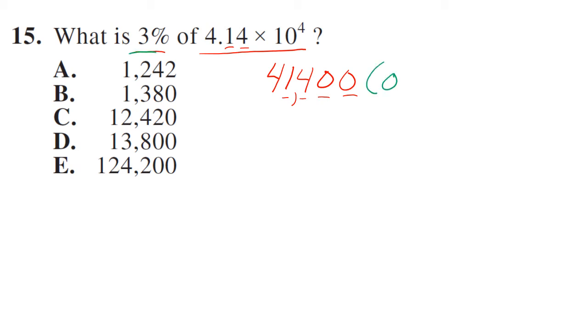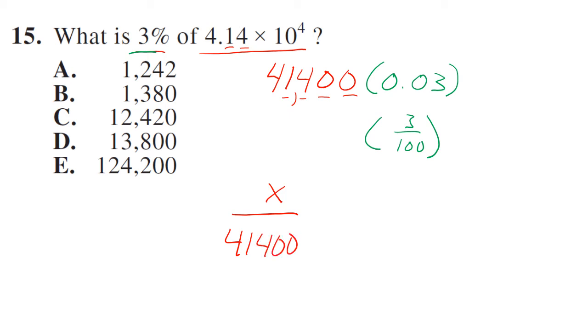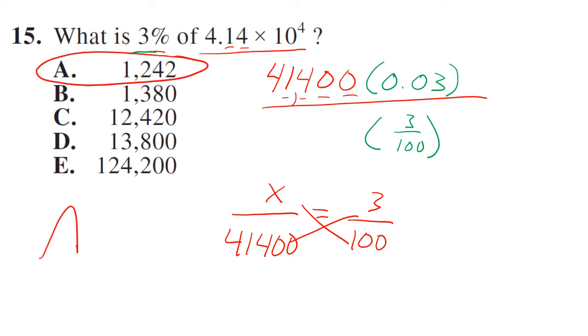So times 0.03. Be sure you're doing 3%. You could say instead times 3 over 100, or you could set this up as a proportion: x out of 41,400 equals 3 over 100, and cross multiply. Whichever makes more sense to you is how you should do it. And you get, so 41,400 times 0.03 is 1,242, or choice A.